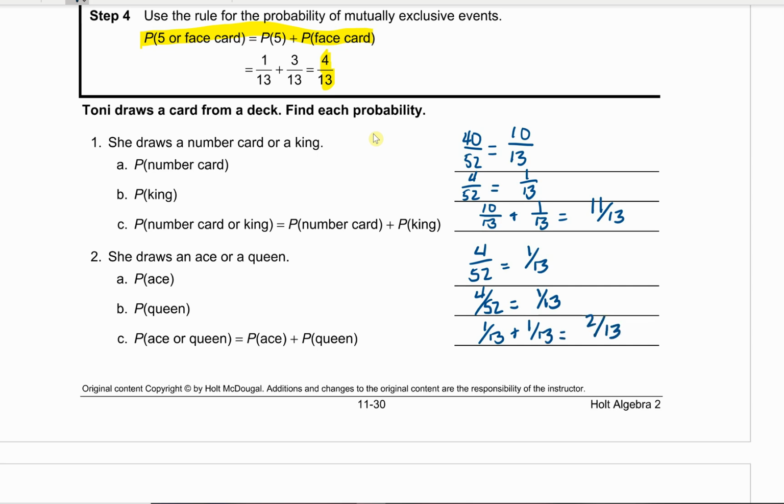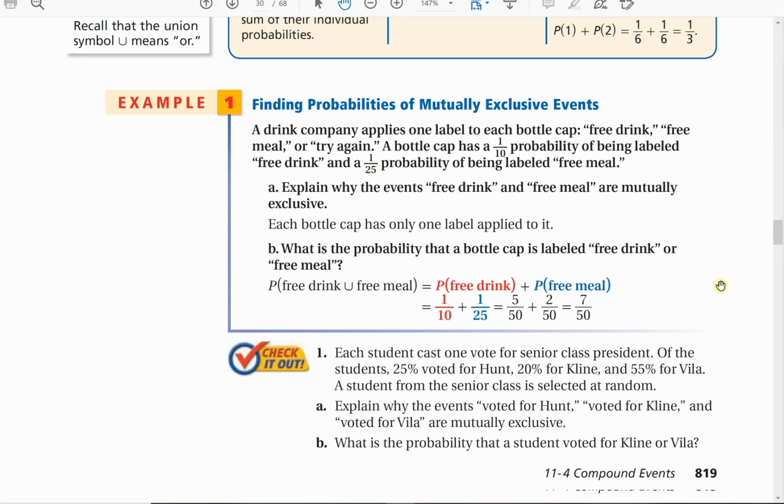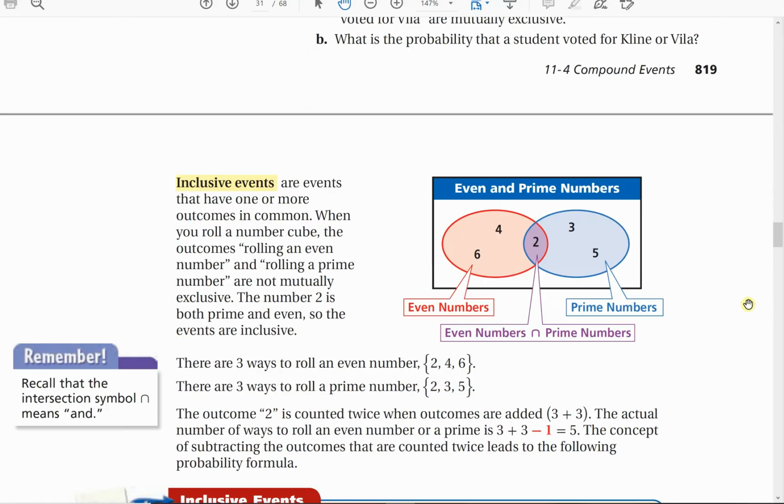Now it's nice when your denominators are the same, but just remember, again, if they're not, you may have to combine like terms and get a common denominator and all that fun stuff. All right, so let's go back to the textbook here, because now we're going to talk about inclusive events.